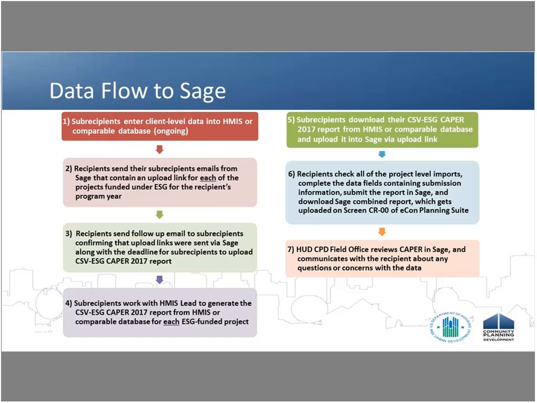So this is the data flow from HMIS, from the very point at which data is being entered into HMIS or a comparable database, all the way through the point where the HUD CPD field office is going to be looking at recipients' CAPER submission. So first, subrecipients, and these are the homeless providers who are providing direct services to ESG-funded program participants, are going to be entering client-level data into their HMIS or comparable database. That's going to go on throughout the reporting process.